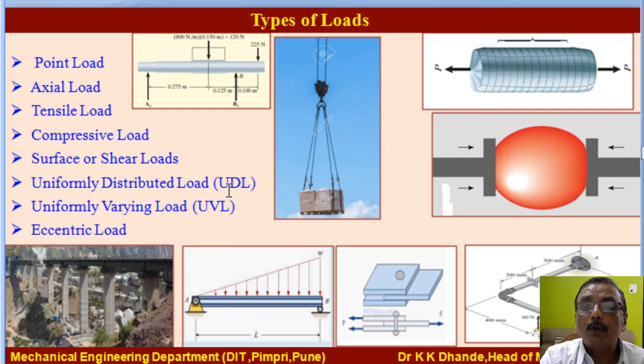Uniformly distributed load: when the load is distributed equally throughout its span. For example, a bridge. See this bridge, the columns are the supports, and the load acting on it is uniformly distributed throughout, so that's known as the uniformly distributed load. Uniformly varying load means the load varies from zero to maximum, and this is known as the uniformly varying load.